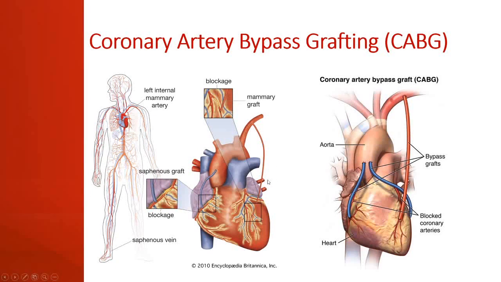Commonly we use venous grafting, the saphenous graft, which is a vein collected from the leg, or we can use an artery called the internal mammary artery or internal thoracic artery as a bypass graft. So coronary artery bypass grafting is done by the venous graft or the arterial graft. Whichever it is, we can see the blood is bypassing the narrow vessels. Venous grafting is done, arterial grafting is done.